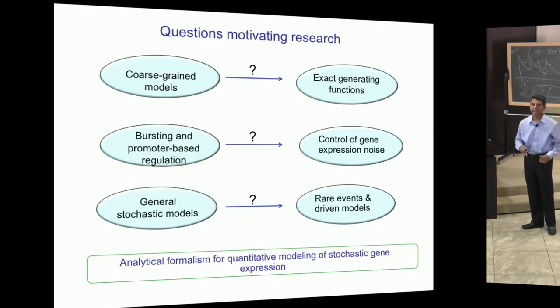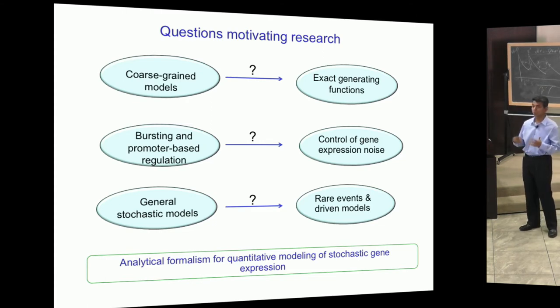Okay. So with that background, I now want to talk about the three different things I'll be discussing today. The first level, as we saw, even for the simplest coarse-grained models, we don't have exact results for generating functions. And I'm going to show you a way we can address this, and a nice trick that we have developed to obtain exact generating functions, or exact results for generating functions.